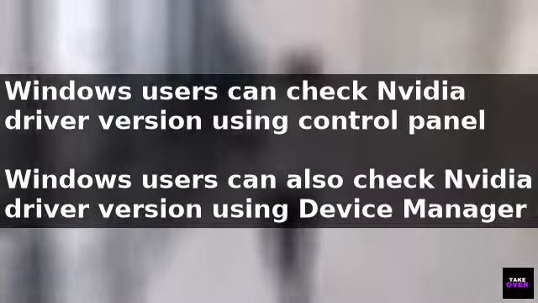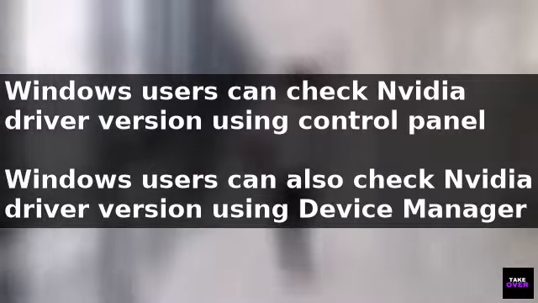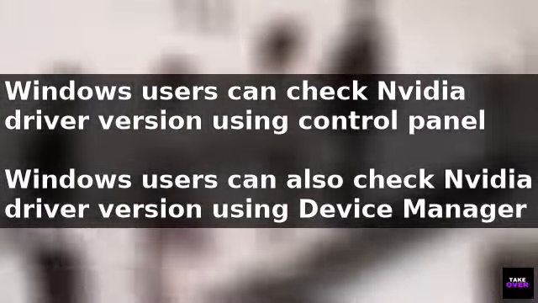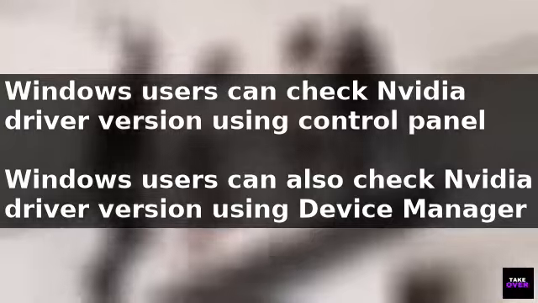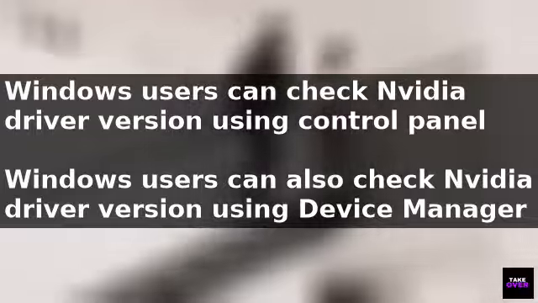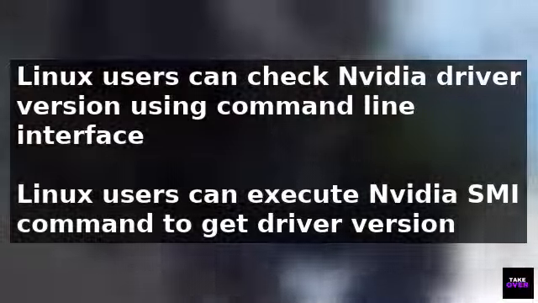To use the Nvidia Control Panel, right-click on your desktop, select the Nvidia Control Panel, and then click on the System Information option from the Help menu to find the driver version in the Details section.